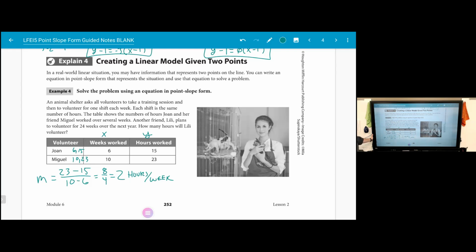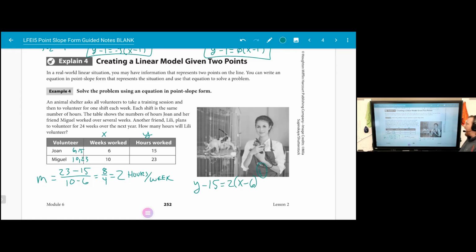And so now we're going to apply this. It doesn't matter which point we choose, but we're going to create a point slope form equation for us. In other words, I'm going to use 6, 15. You could use 10, 23, it'd come out the same way. Y minus 15 equals 2, because that's our slope, times X minus 6. This is our equation. This is our big step 1.